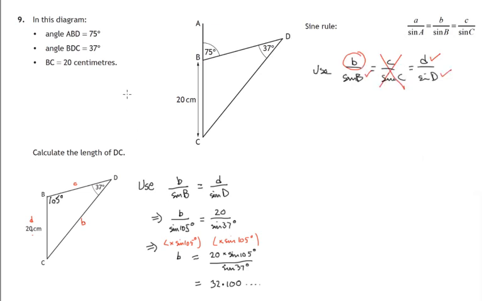Now I would suspect, since they're not telling us what accuracy to give this to, then the side DC we could say is approximately 32.1 centimetres. And the accuracy is to 1 decimal place, or 3 significant figures, whichever you prefer.